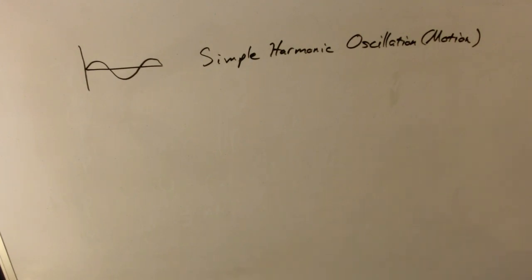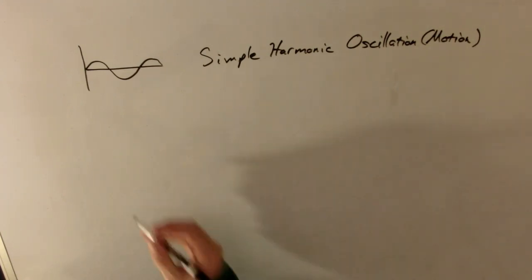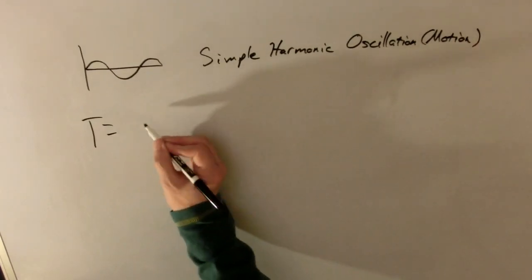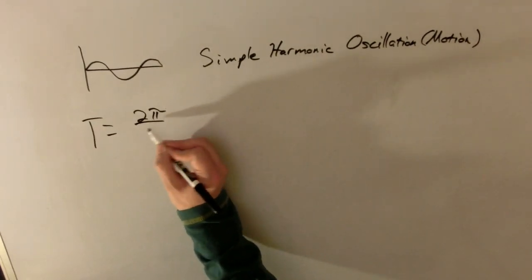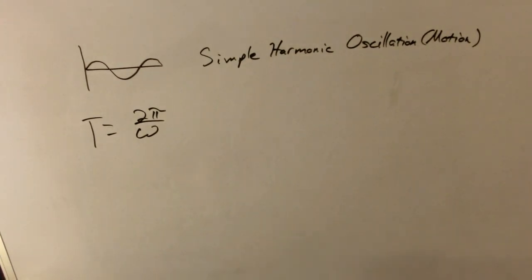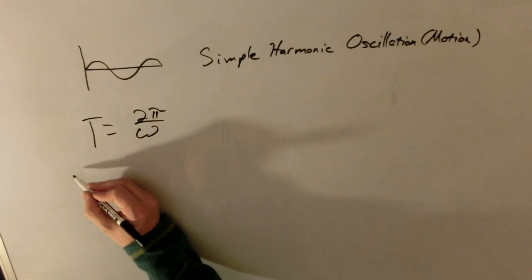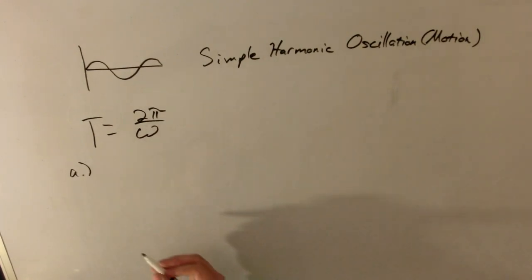My first one, what we're going to do in this video is take a look at two of them back to back. We're going to find the time it takes for one period, capital T, which equals 2 pi over omega. That's going to be one of our important equations. First one, A, we're going to take a look at a pendulum.